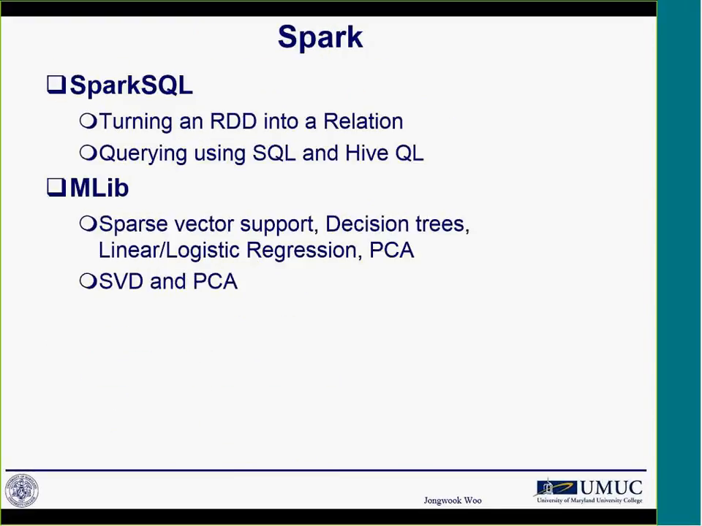So Spark SQL actually turns an RDD into a relation, like a table relationship. So you can easily use SQL or HiveQL syntax to play with the tables that you create or that were created by Hive itself. And the machine learning library provides many machine learning services such as sparse vector support, decision trees, regression, PCA, support vector machines, etc. So if you use the machine learning library, you can predict some pattern, or you can classify or cluster the data set.